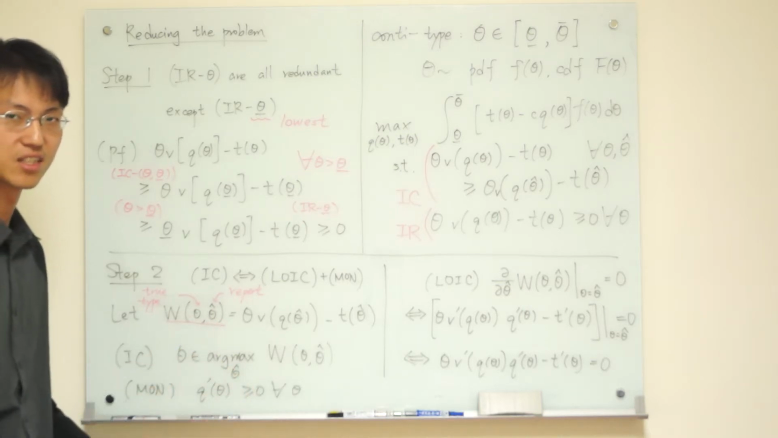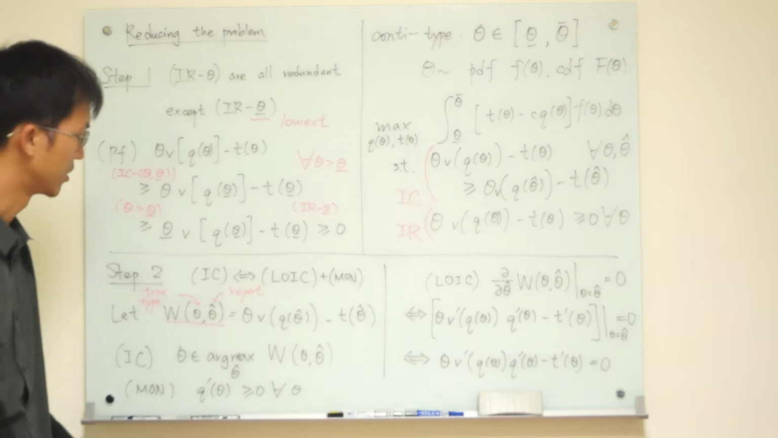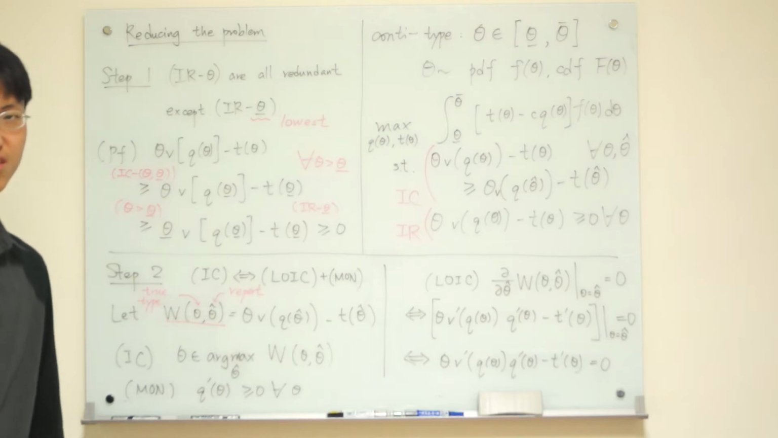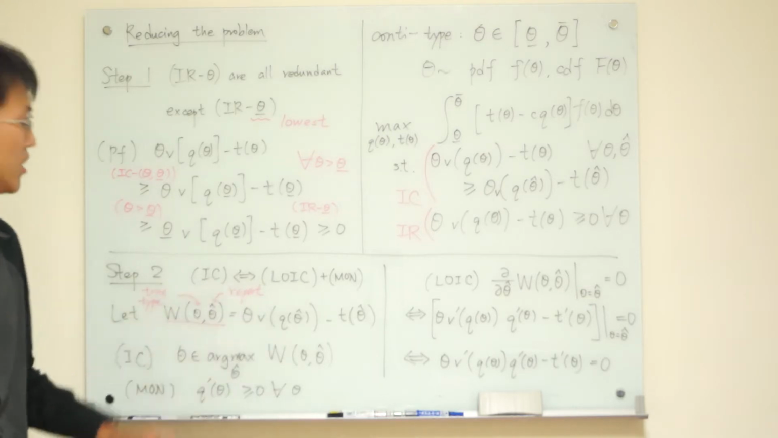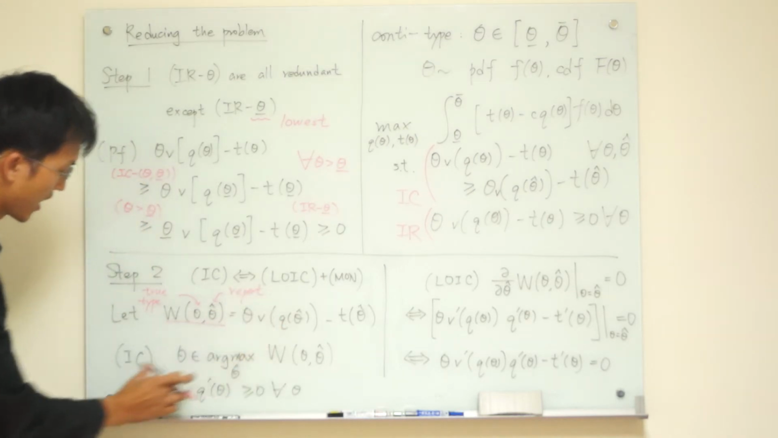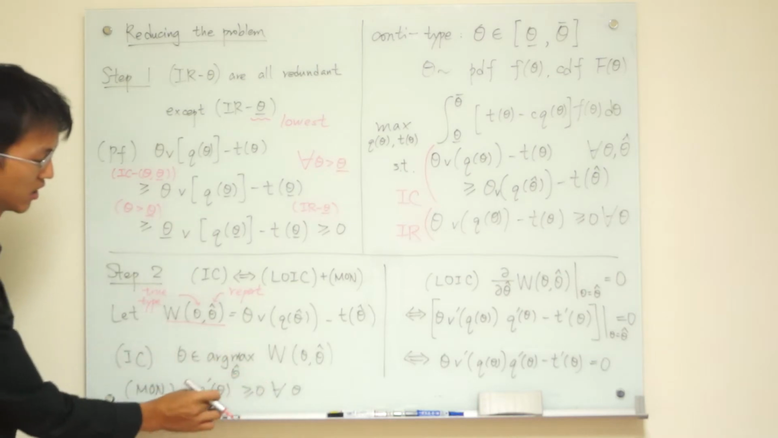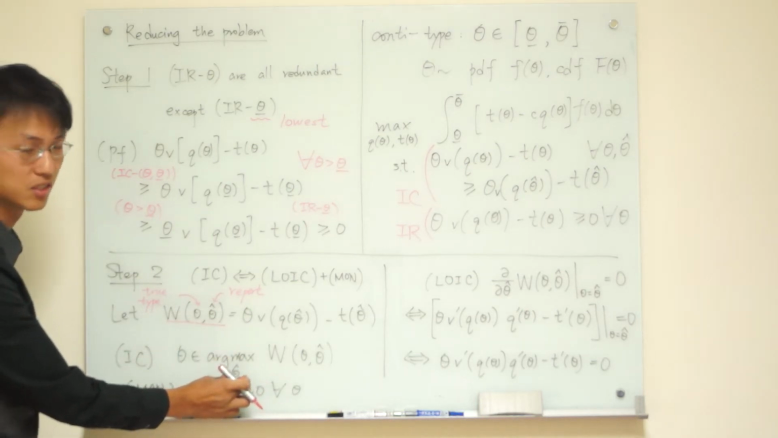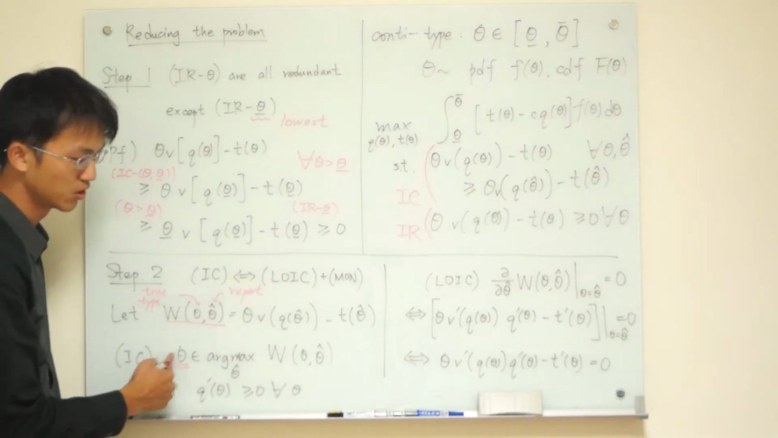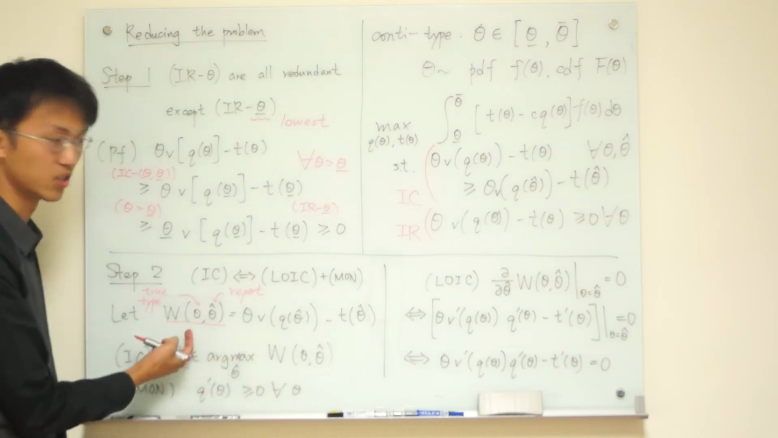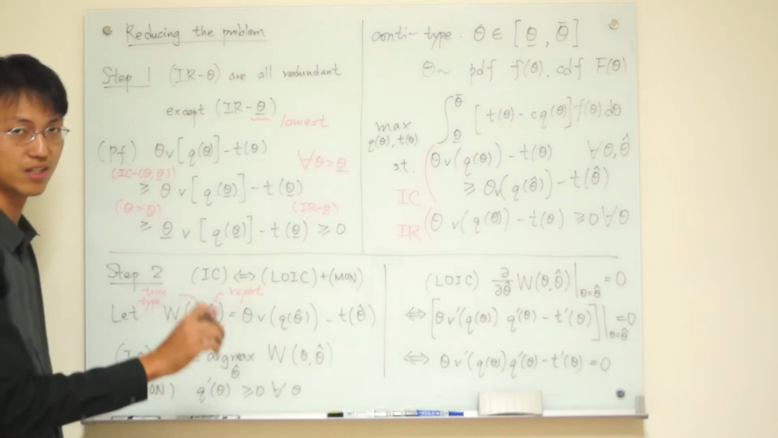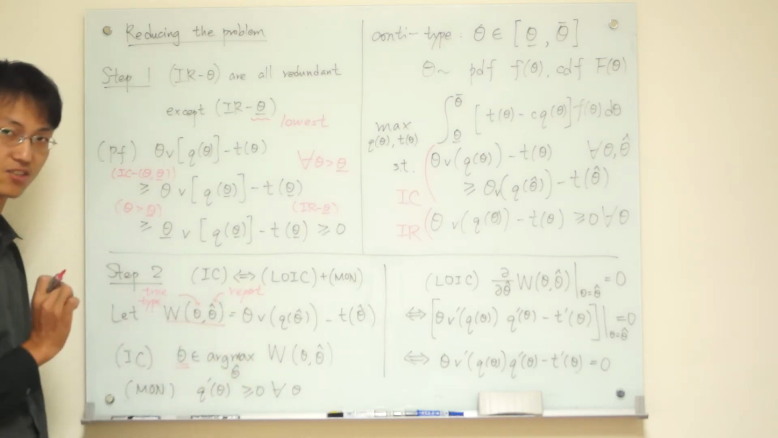The principal is asking the agent to report the type. And then the principal will ask you to give a quantity, give a payment. Exactly, the q and t pair. So the agent is deciding what type to report. And the IC constraint says that among all those possible types that you may report, you want to report your true type so that you can maximize your payoff. Is that clear? This is the IC constraint, asking all the agents to tell the truth.